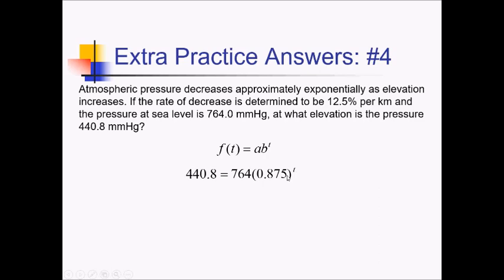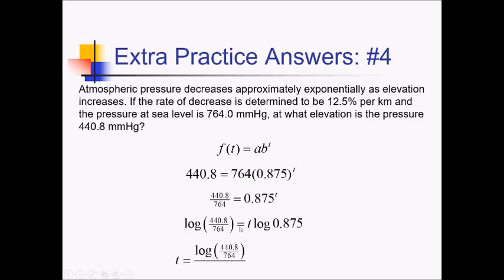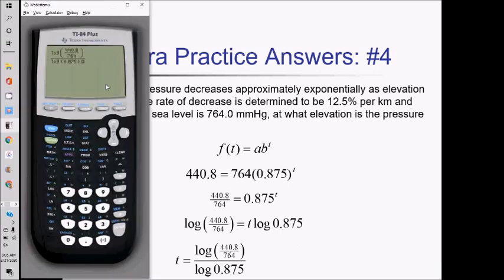We're solving for that. Now to solve for t, I have to isolate this exponential term. Let me divide by 764. And then I have to take the log of both sides. So we have log of the left side equals t log of 0.875. Pop-out rule there. Next, to get t by itself, let me divide by log of 0.875. So I've got all of this stuff divided by log of that. And then let me plug this into the calculator.